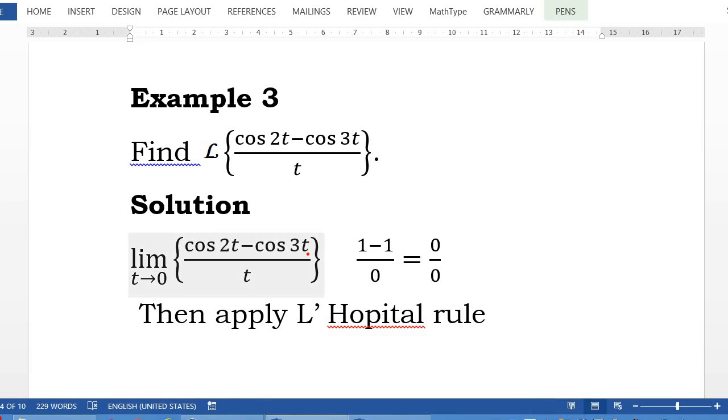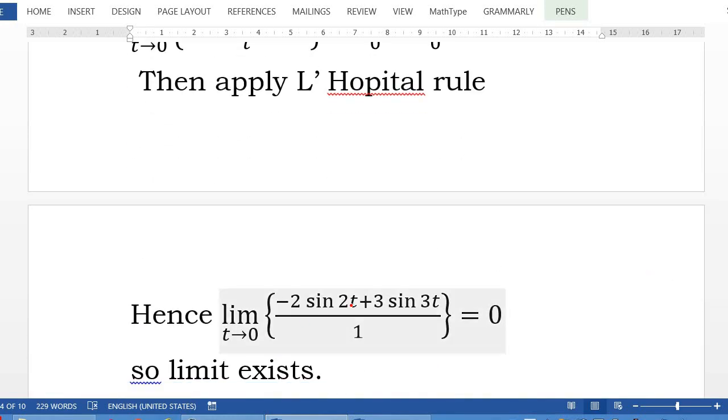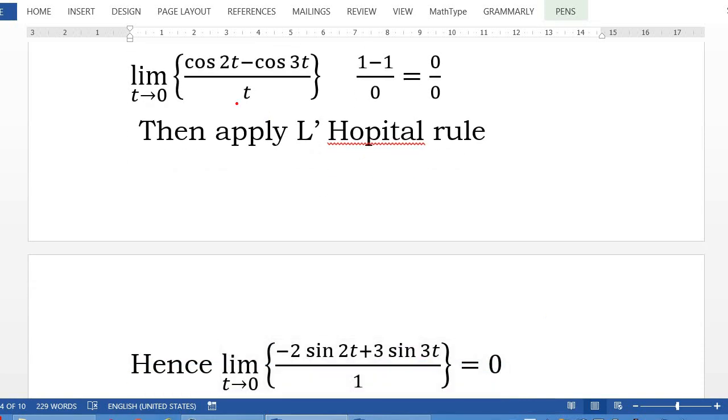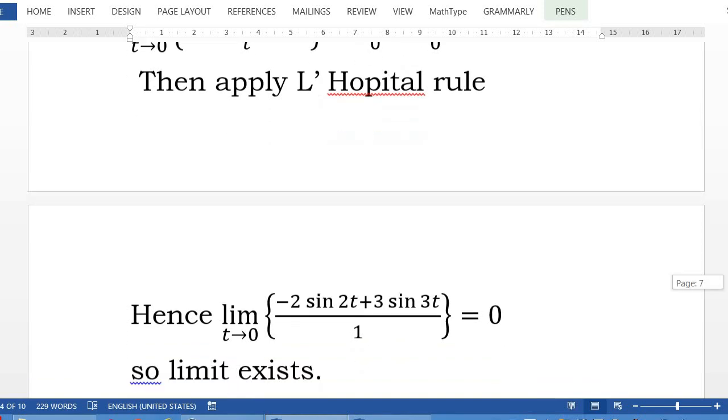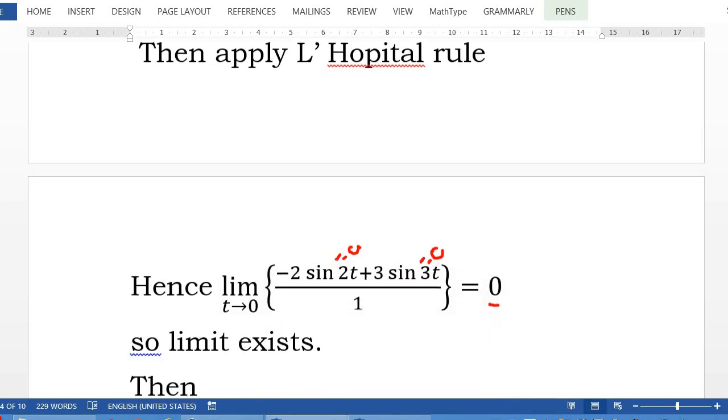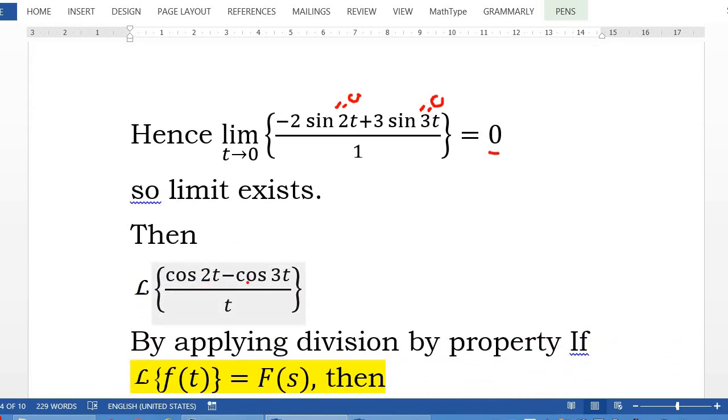Then you can apply L'Hopital's rule, meaning you differentiate numerator and denominator separately. So you differentiate cos 2t, negative 2 sin 2t. Differentiate cos 3t, you have negative, and minus, so it becomes plus 3 sin 3t. Differentiate t, you have 1. Now you plug in t equal to 0. Sin 0 is 0. That's why 0 divided by 1, you have 0. Hence the limit exists. So you can find the Laplace transform for (cos 2t minus cos 3t) over t, which is in the form of f(t) over t.